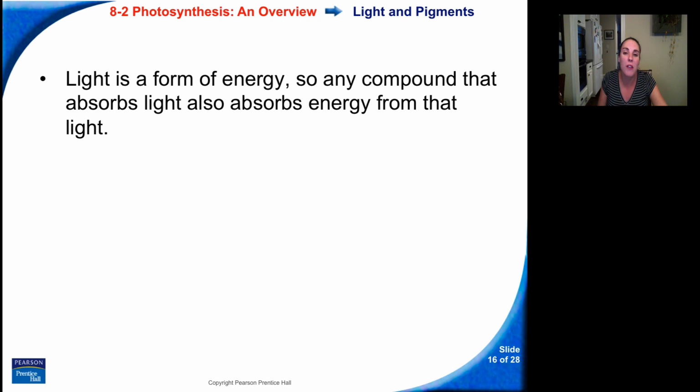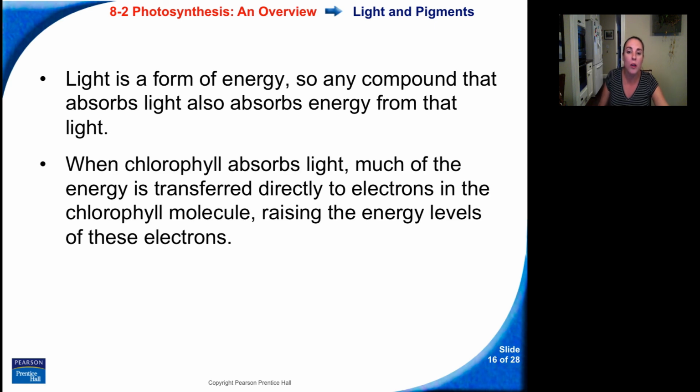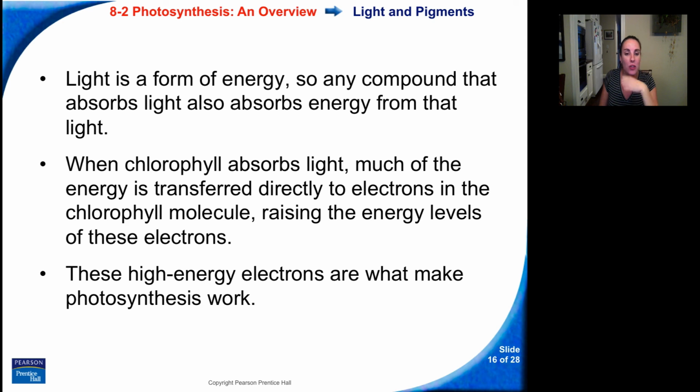So light is a form of energy, so any compound that absorbs light also absorbs energy from that light. So when chlorophyll absorbs the light, much of the energy is transferred directly to electrons in the chlorophyll molecule, raising the energy levels of these electrons. So chlorophyll traps this energy and produces high energy electrons. These electrons are then what makes photosynthesis work. It's what gives photosynthesis the energy it needs to produce sugar.